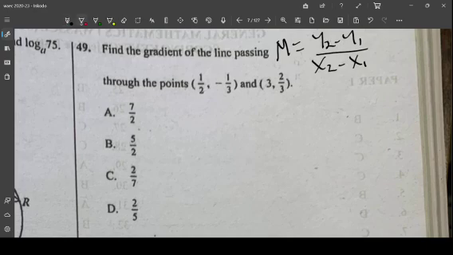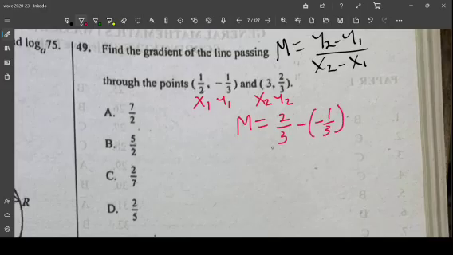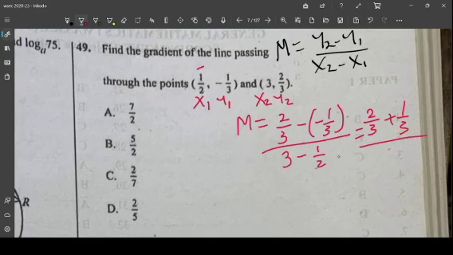Looking at this question, these first coordinates are my x1 and my y1, and the second set are my x2 and my y2. With that information, I will be able to solve for the gradient. m is equal to y2, which is 2 over 3, minus y1, which is minus 1 over 3, all over x2, which is 3, minus x1, which is 1 over 2. So this is equal to 2 over 3, minus times minus is plus 1 over 3, all over 3 minus 1 over 2.